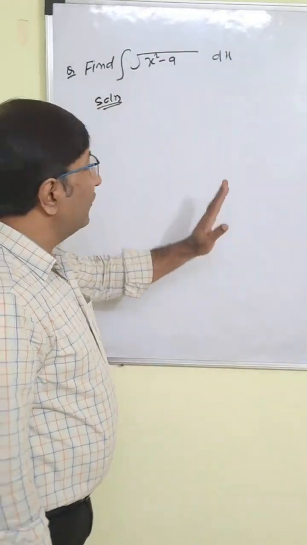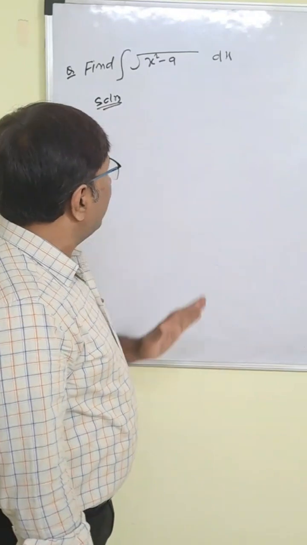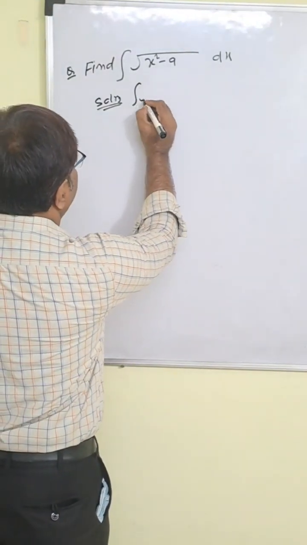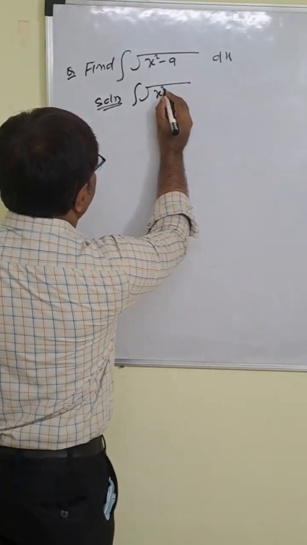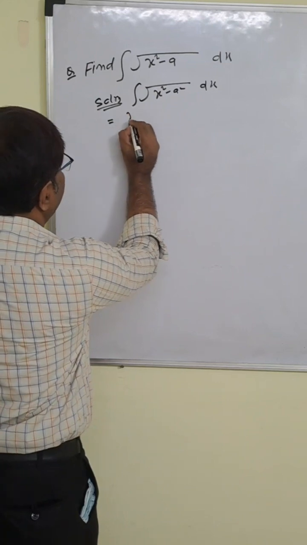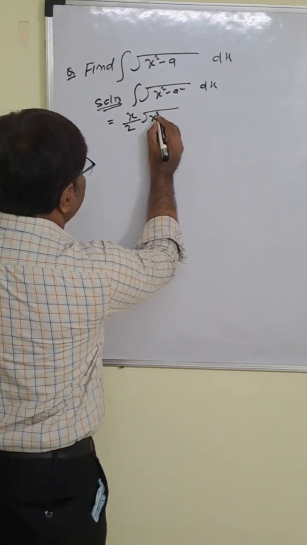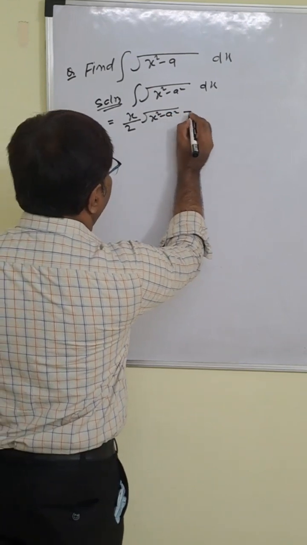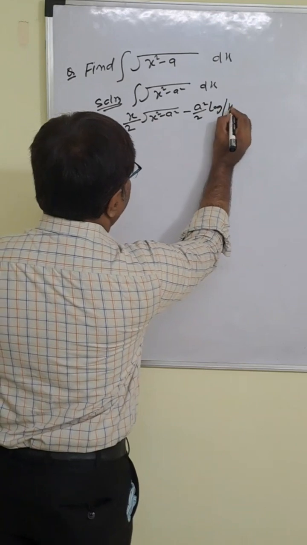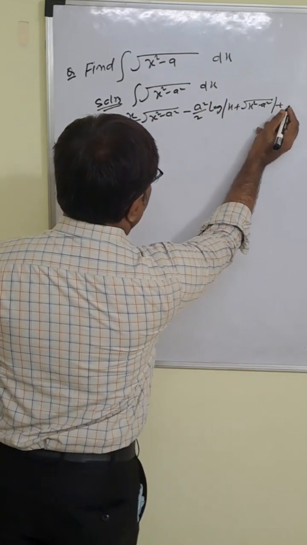Find the integration of root under x square minus 9 dx. So for this type of question, the simple technique is what? Just use this formula: integration of root under x square minus a square dx equals what? That is x by 2 root under x square minus a square minus a square by 2 and log x plus root under x square minus a square plus c.